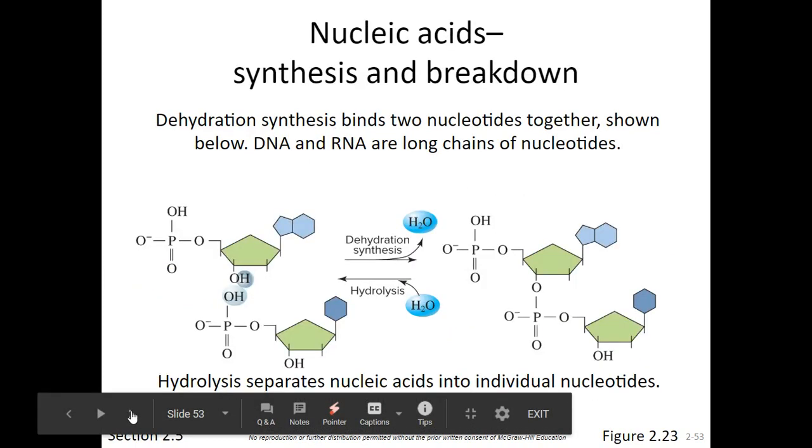Nucleic acid synthesis and breakdown. You can see that in synthesis water is released, and in breakdown water is added.